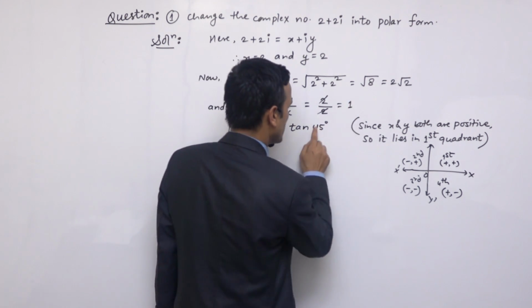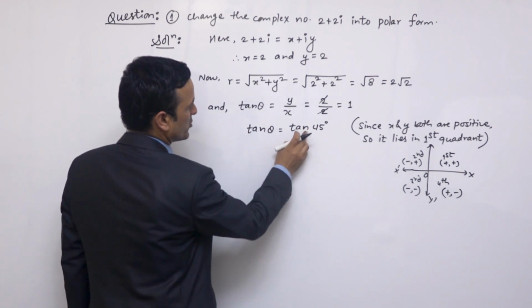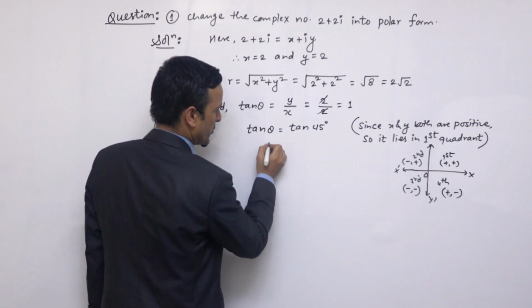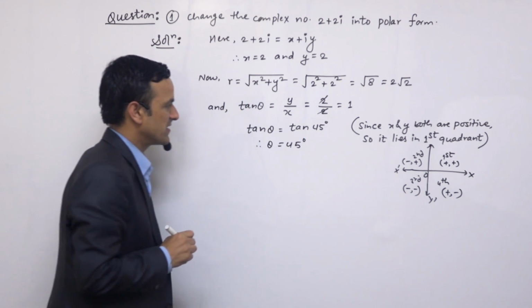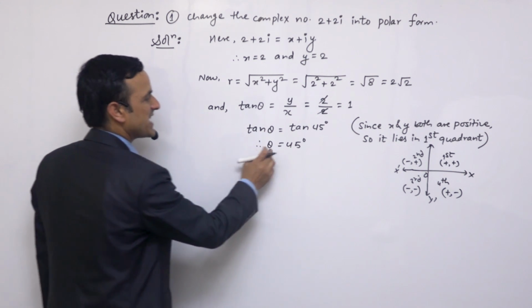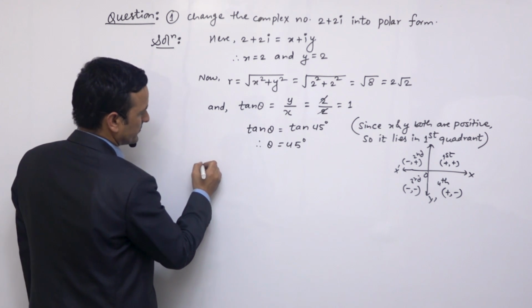So 1 को value 45 हुन्छ. यहाँ दुवैतिरको tan eliminate गरियो भने हामी पाउँछौं 45 degree. So theta is equal to 45 degree.